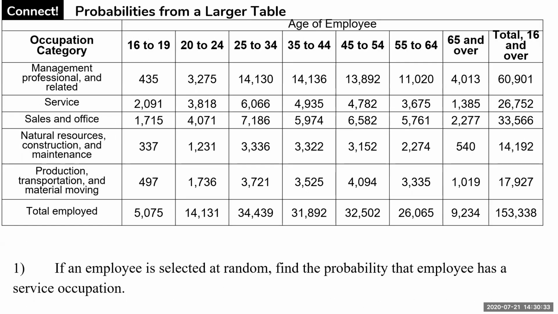Now, if an employee is selected at random, find the probability that the employee has a service occupation. Are you able to locate a service occupation on the table? It did not talk about any age category, so we are talking about the total for service over the total of employees. You get that? Nice.